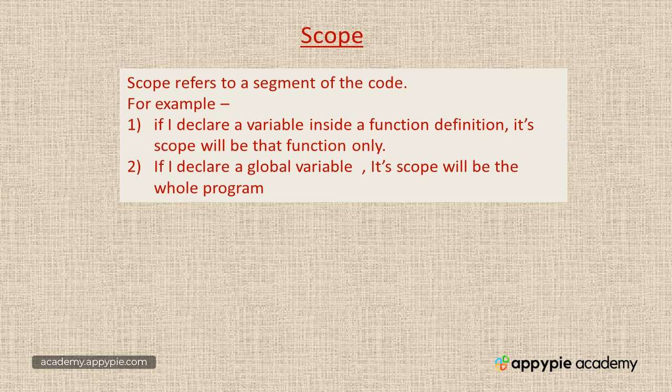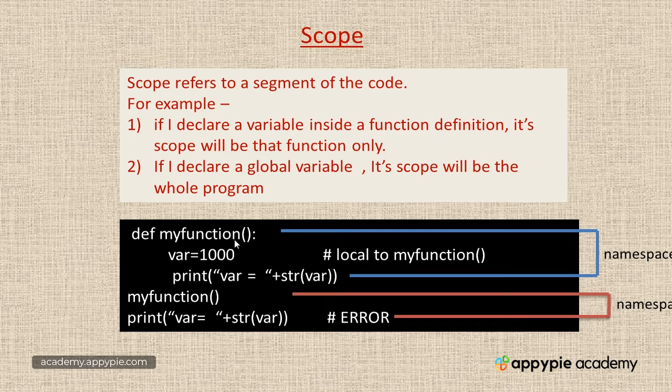I have written a simple function with the name my function, and we have declared a variable called var, and I have assigned it the value 1000. Because it is within the body of the function my function, it will be local to my function. That means this particular variable var cannot be accessed from outside this function. So when I print or manipulate this variable var, it will be very well okay. There won't be any problem because it is using its own local variable.